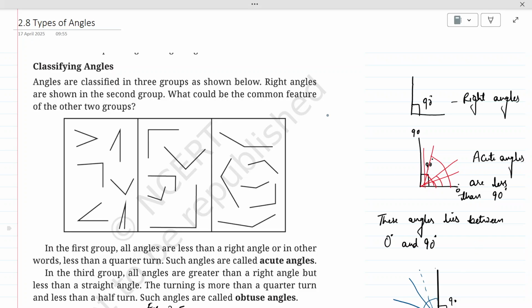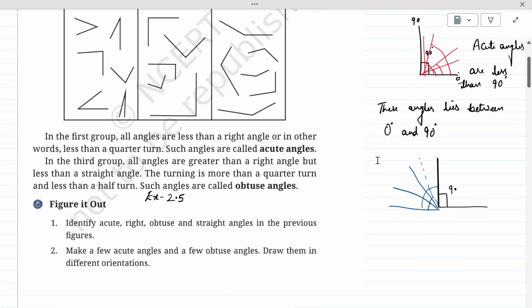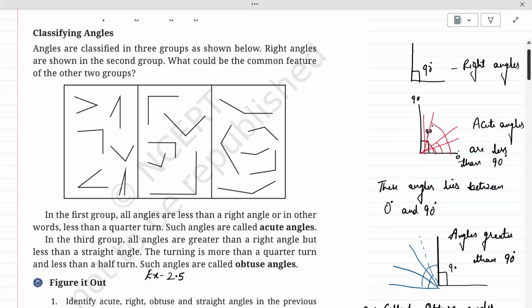Obtuse angle. So I can again write here: angles greater than 90 degrees are called obtuse angles. Okay, they are called obtuse angles. The ones in the blue are obtuse and these are the acute angles, and the straight angles, they are 90 degree angles, or we call them right angles.